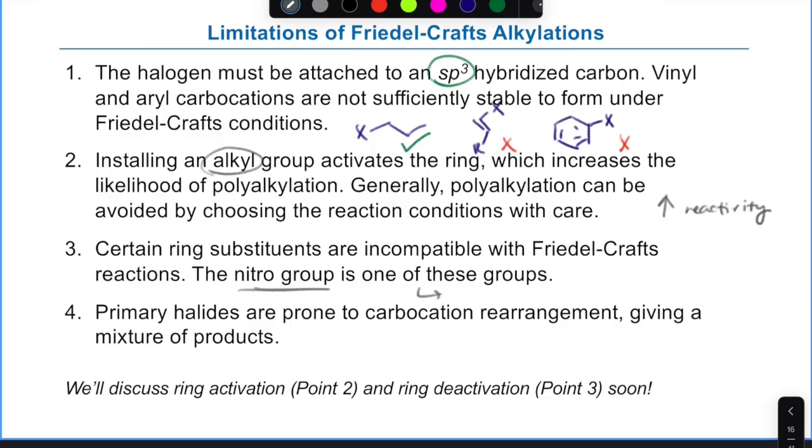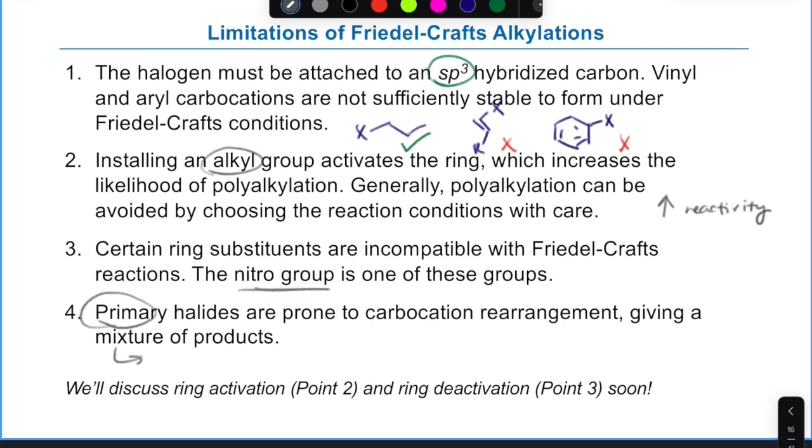But yeah, there's a couple substituents that aren't going to work. And lastly, what we covered is primary carbocations are really unstable and they want to rearrange. So you're going to get a mixture of products, most of what you don't want. So you might be thinking, there has to be a better way.